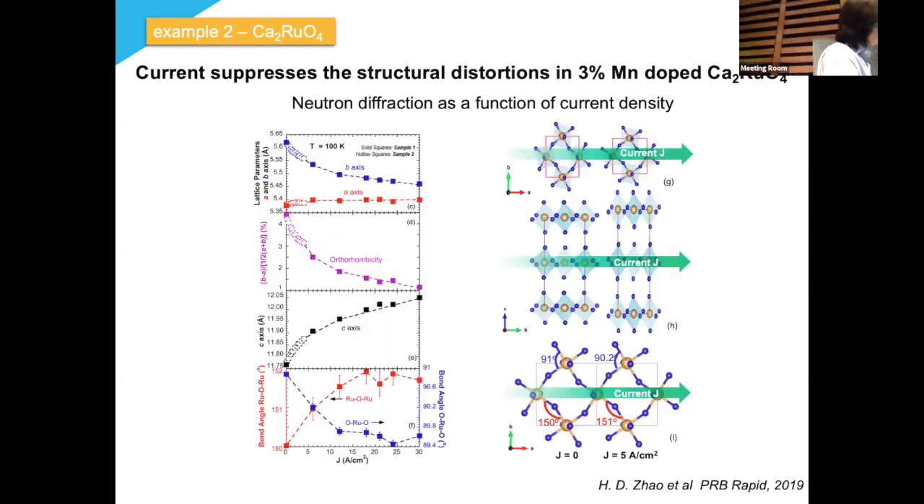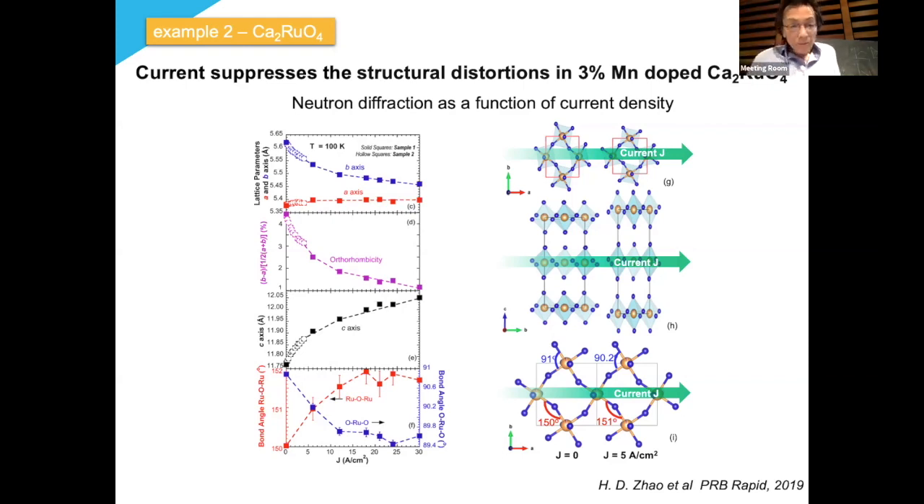So what is happening here in the structure is that when we apply current, this is the A-axis and B-axis. The important observation here is that the orthorhombicity is largely reduced. This is the cartoon illustrating that. And at the same time, the C-axis is elongated. This again is a cartoon. And then more importantly, all these rotation angles, tilting angles, are all relaxed.